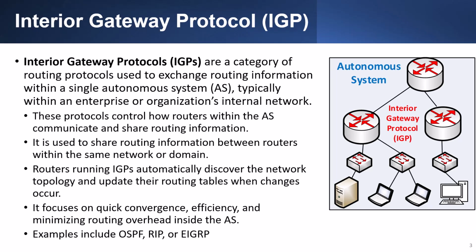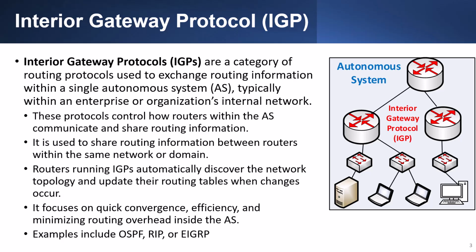Interior Gateway Protocols, or IGPs, are a category of routing protocol used to exchange routing information within a single autonomous system, typically within an enterprise or organization's internal network. These protocols control how routers within the AS communicate and share routing information. It's used to share routing information between routers within the same network and domain.